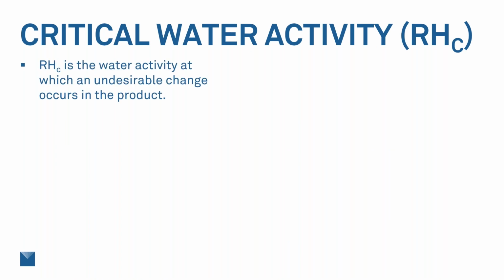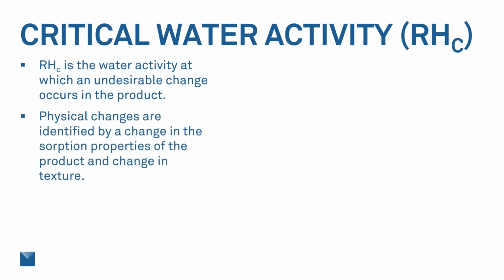So critical water activity is the water activity at which an undesirable change is going to occur in your product. And this can be physical changes, and these are identified by a change in the sorption properties of your product, ultimately resulting in a change in texture. So again, that may be caking or clumping or perhaps crystallization.